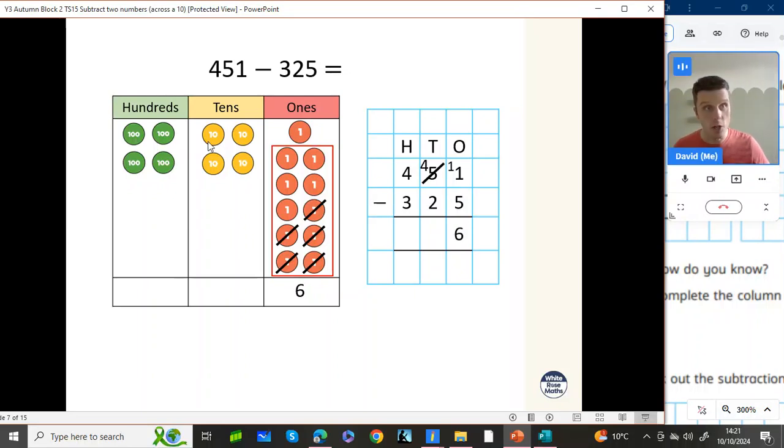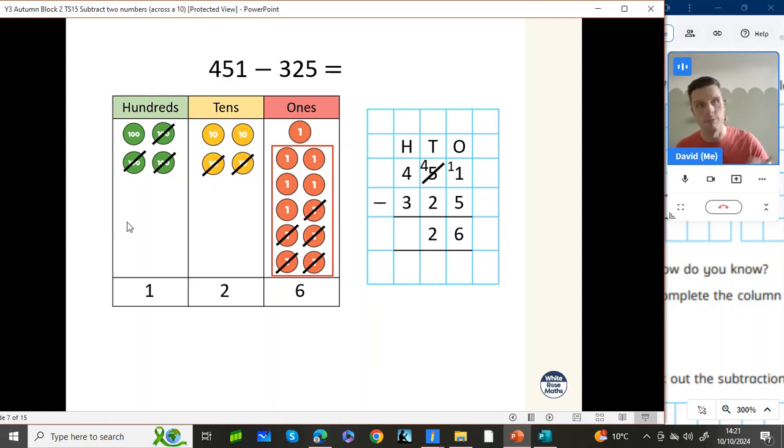And now we use our new value in our tens column. So 4 take away 2 is 2. And then we do our hundreds. 4 take away 3 is 1.